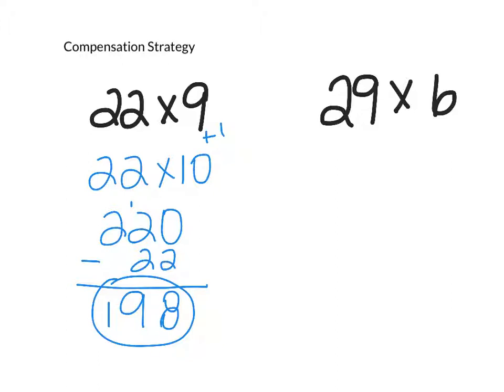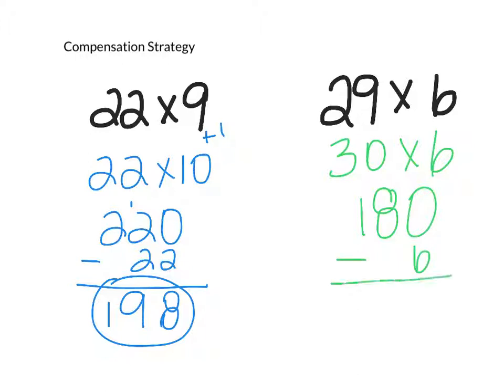Another one that we can do that with is 29 times 6. So this time, the 29 is really close to 30. So I could think about this problem as 30 times 6. So 30 times 6 is 180. But then I added an extra group of 6. So I need to take that group of 6 away. So that leaves me with 174 for 29 times 6.